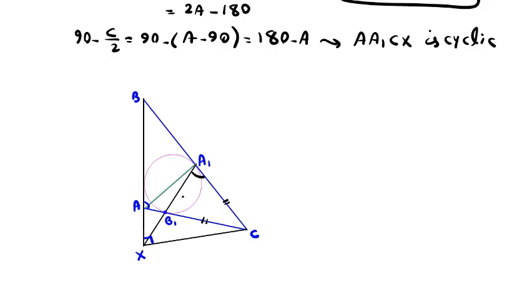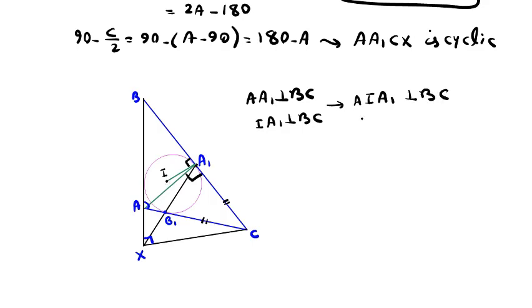We can conclude, because it is cyclic, this is 90, so it is also 90. We know AA1 is perpendicular to BC. Also, if we have I here, IA1 is also perpendicular to BC. So we understand A, I, A1 is one line, because we can't have two perpendiculars to BC from one point. This is perpendicular to BC.